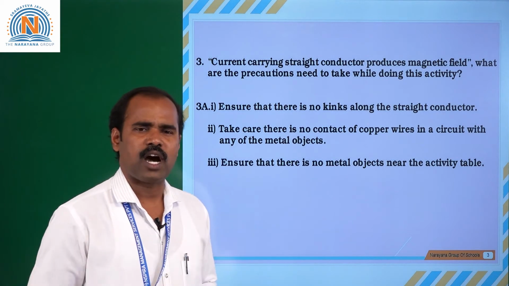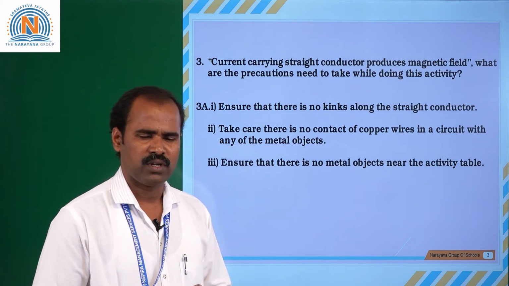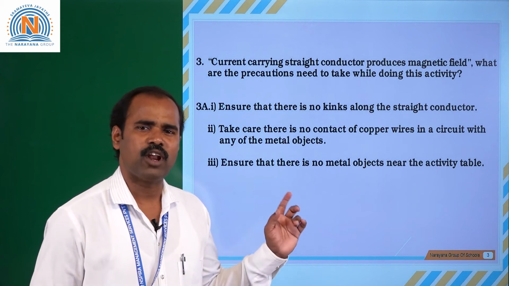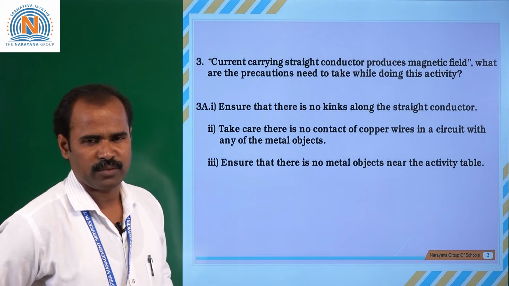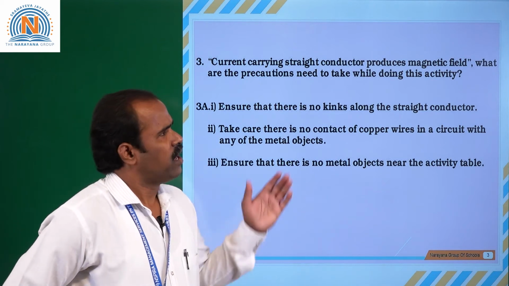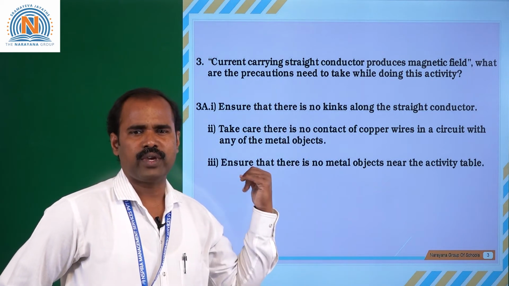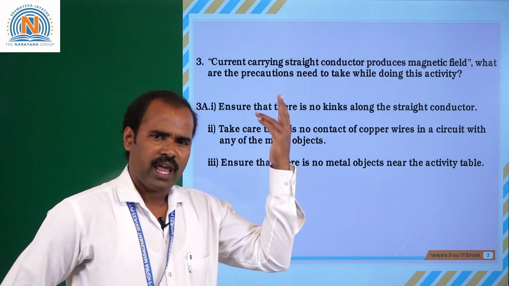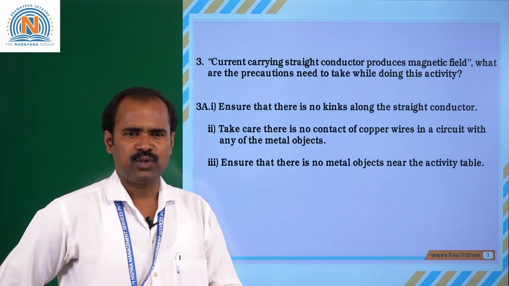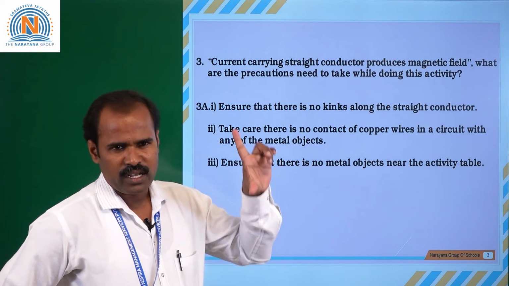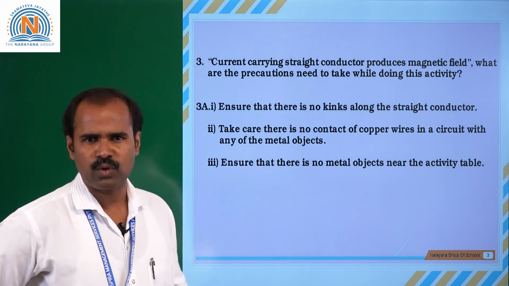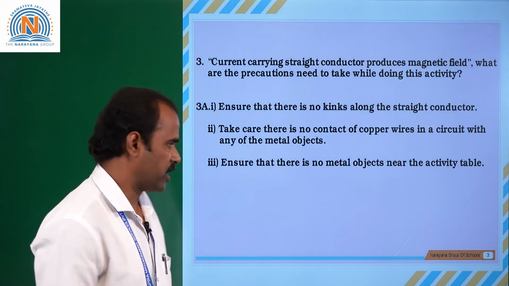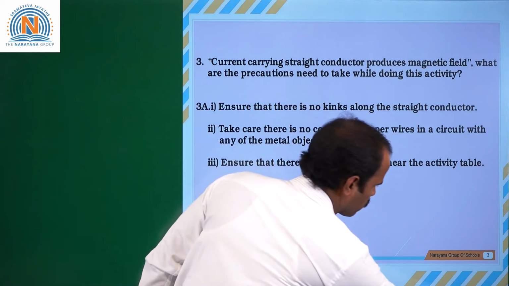All the connected copper wires in the circuit should not touch any metal object on the activity table, especially the retort stand. Next one, we are doing the activity with a straight conductor. Along the straight conductor, ensure that there are no kinks along the length of the copper wire. So these are the precautions required to do this activity. Next question.